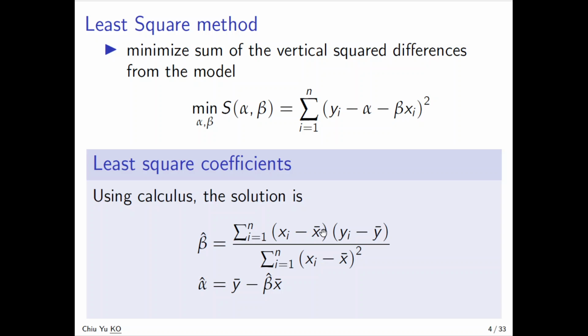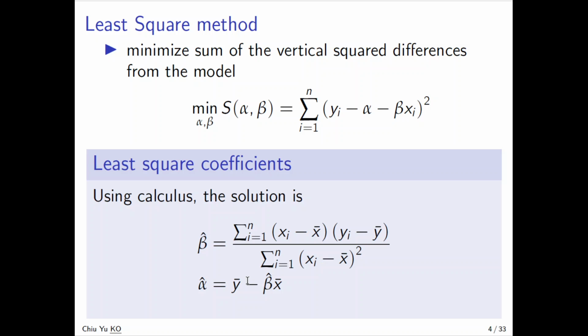If you see, this is very close to the covariance, but you don't divide it by n, right? And the denominator is exactly the sum of squares of x, which is actually the variance. Basically it means covariance over the variance. And the alpha is basically y bar minus beta hat x bar.